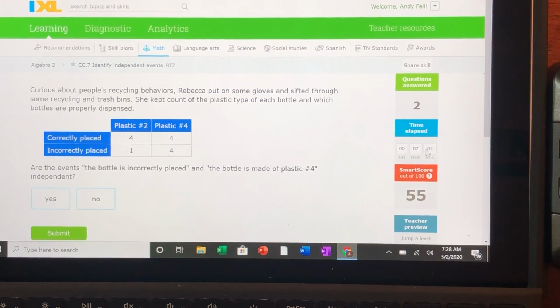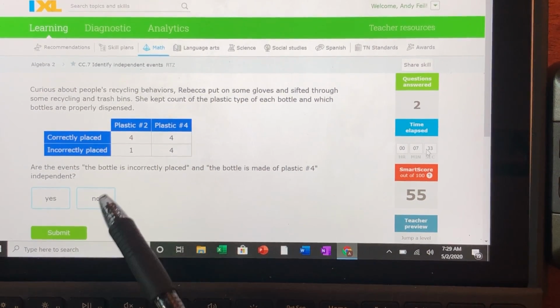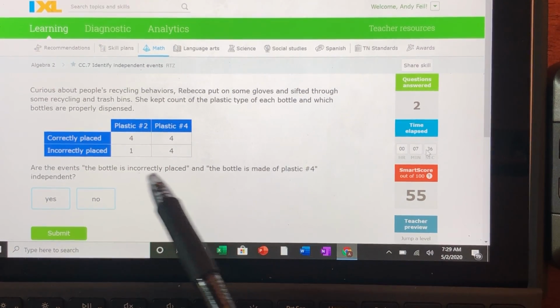All right, well, they give us the same information, but this time they give it to us in a frequency table. Curious about people's recycling behaviors, Rebecca put on some gloves and sifted through some recycling and trash bins. She kept count of the plastic type of each bottle and which bottles are properly dispensed. So let's see. Are the events the bottle is incorrectly placed and the bottle is made of plastic number 4 independent?